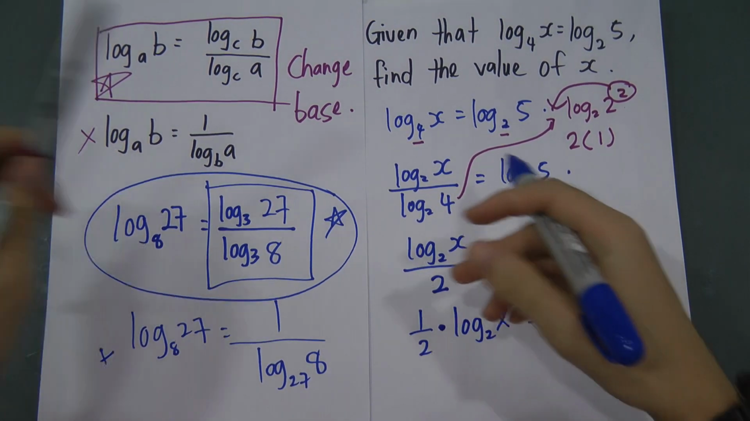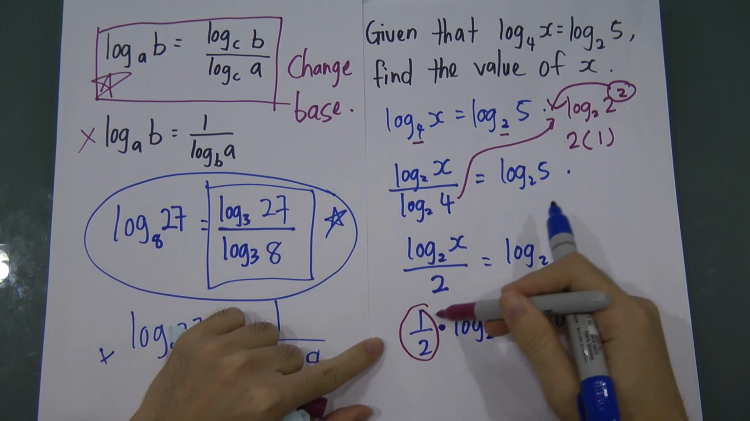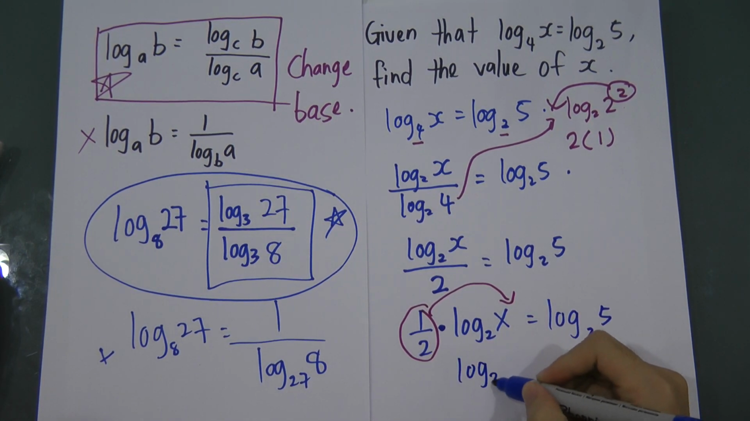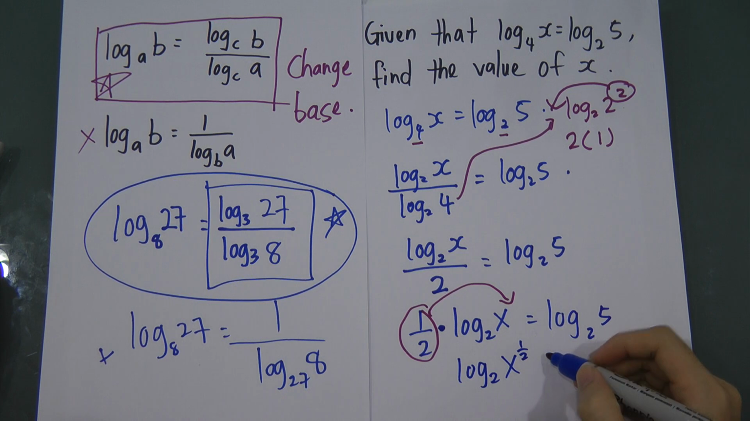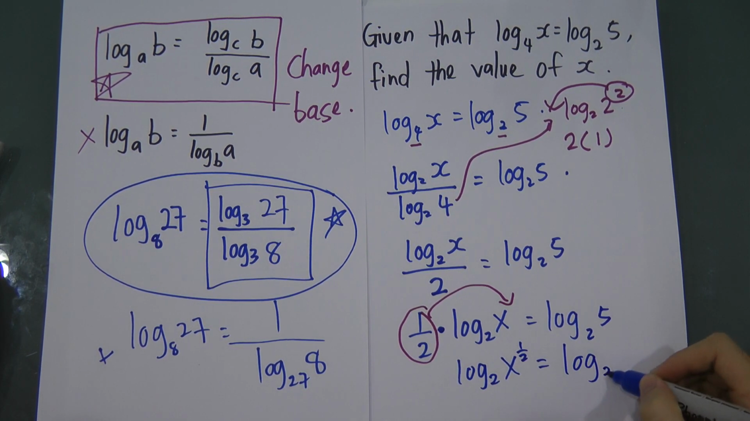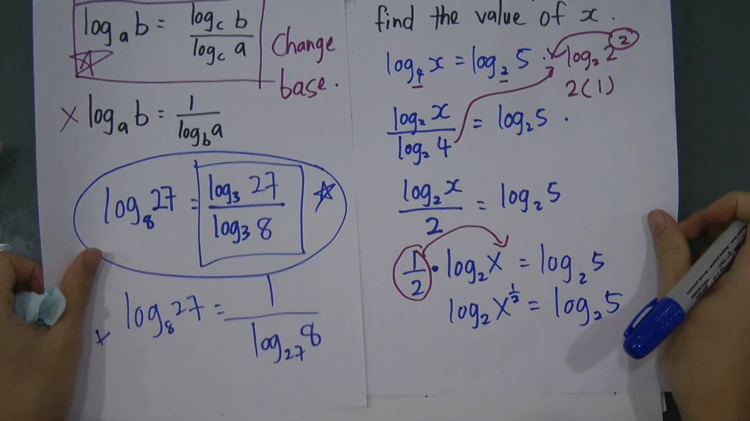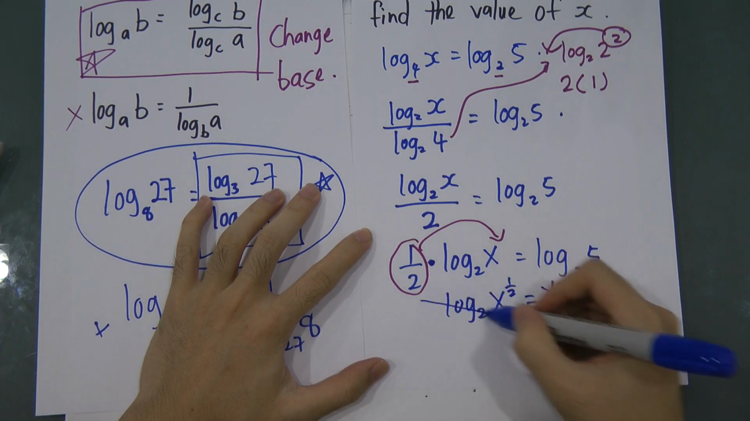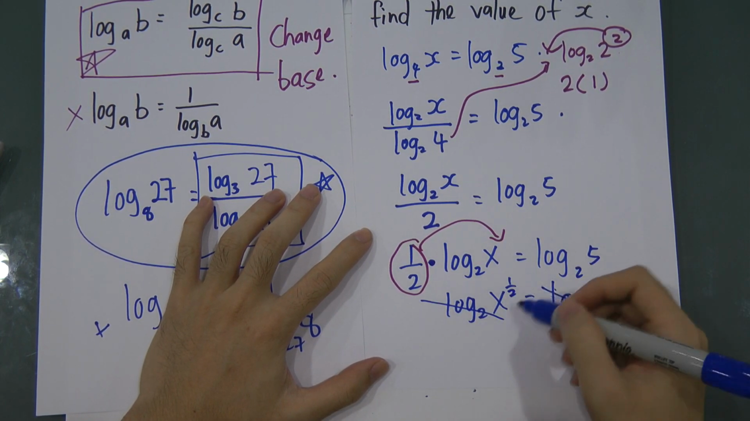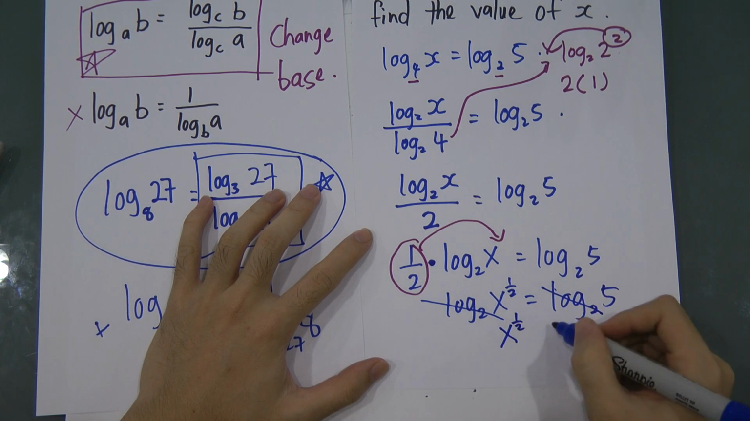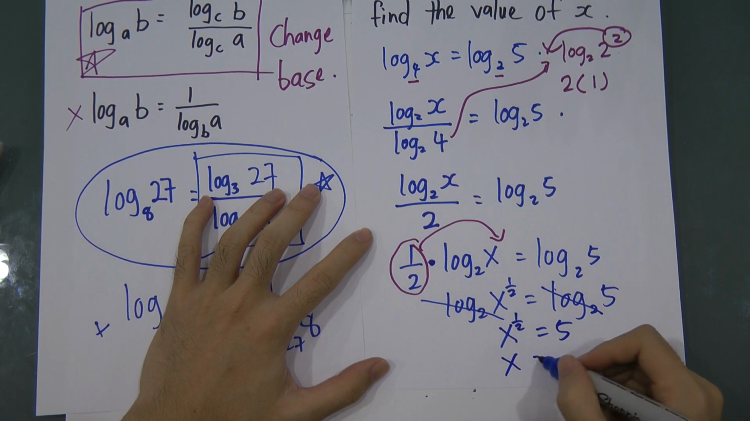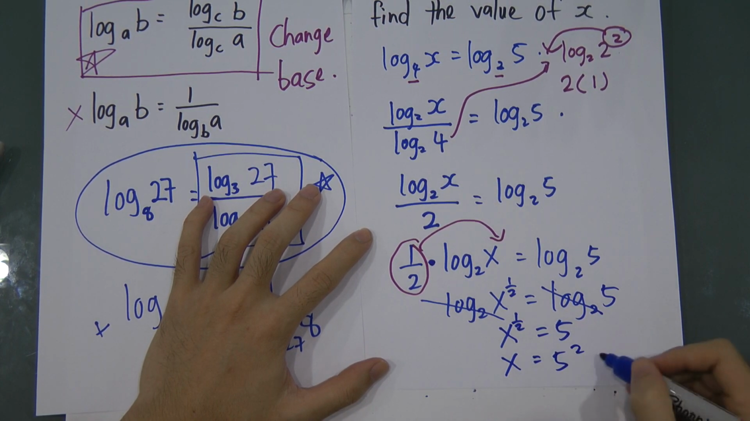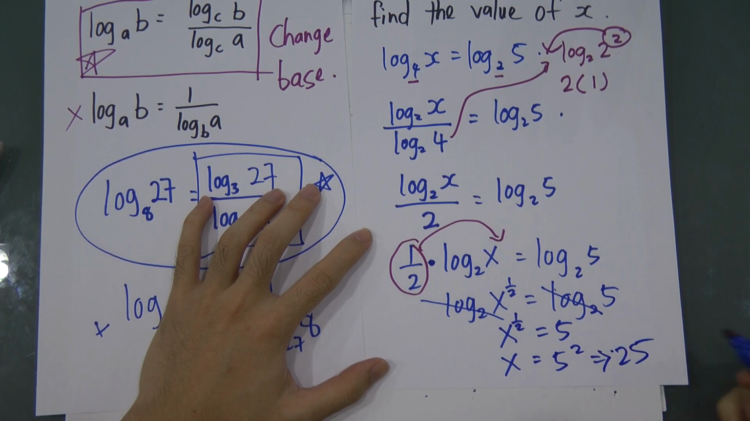Then I say whatever number is in front, which is multiplied by log, you can bring out to become the power. So this one I will get log 2x to the power 1 over 2 equals log 2, 5. Until this step, both sides only have log 2 and log 2, so I know I can simplify. So this one becomes x to the power 1 over 2 equals 5. So x equals, basically we want to square both sides, so 5 squared. So x equals 25.